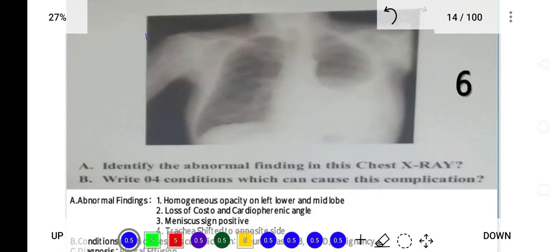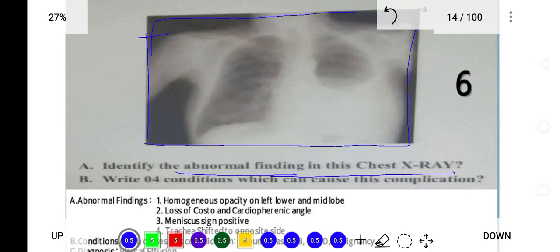This x-ray is shown in this figure, and we have to look at it and diagnose the disease. Which disease is shown in this? Which abnormal findings are present in this chest x-ray? So this is the right side of the patient and this is the left side of the patient.